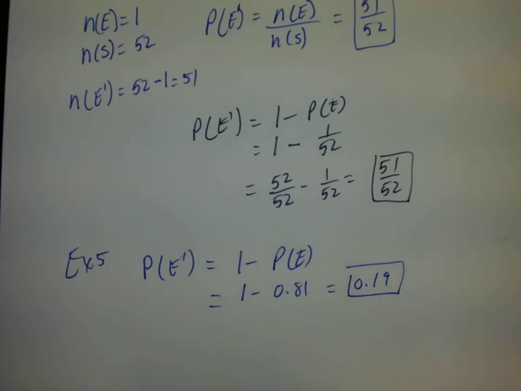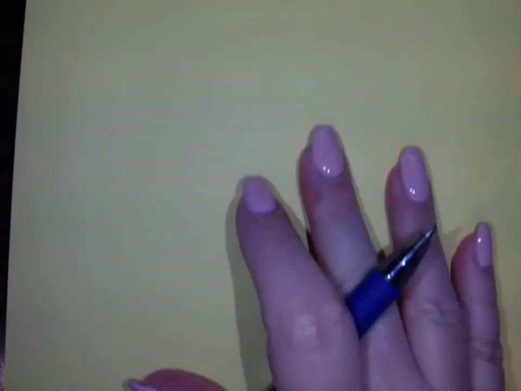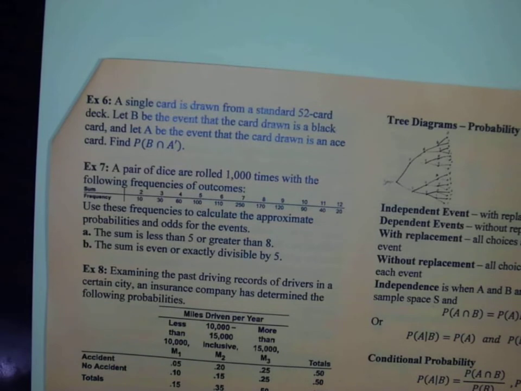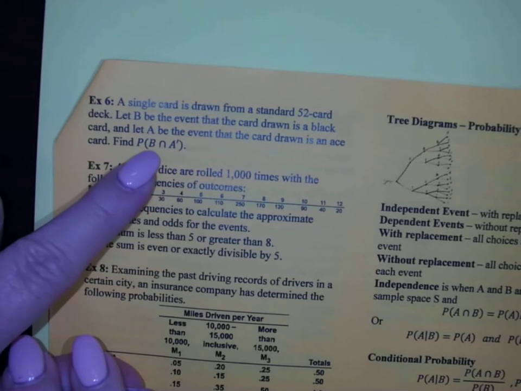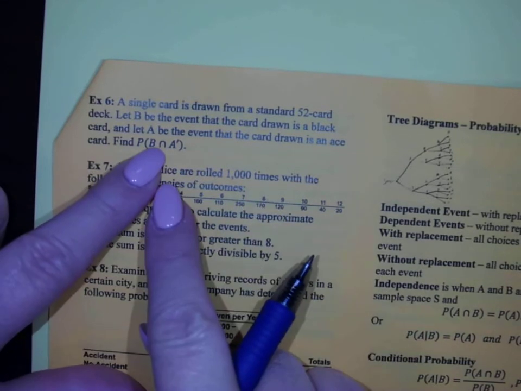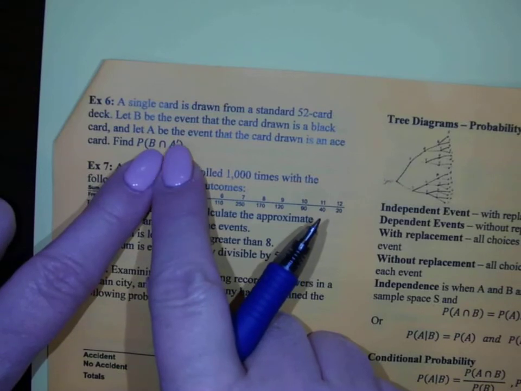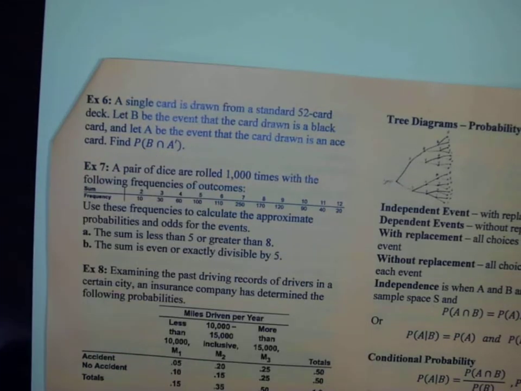So that one's a little bit shorter. All right, let's go on to number 6. For number 6, we have a single card drawn from a standard 52 card deck. Let B be the event that the card drawn is a black card, and let A be the event that the card drawn is an ace card. Find the probability of the black card intersected with the complement of A. So that's where we've got a little bit going on here.